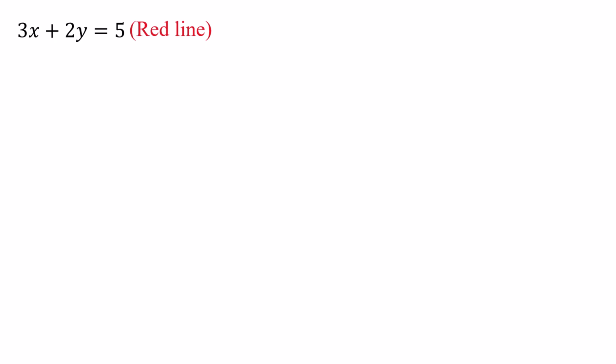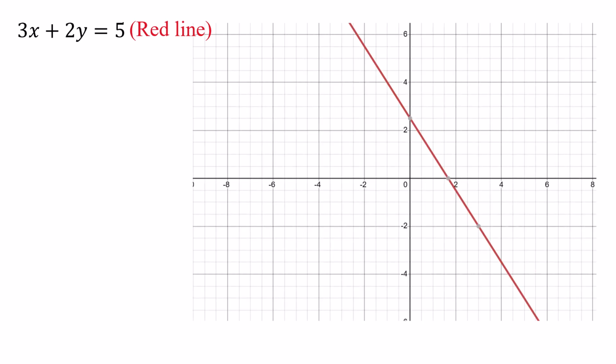Supposing I have a line 3x plus 2y equals 5, and if I plot this line, it is indicated as the red line on the diagram, so that is one equation. Supposing I have another equation, which is 2x minus 3y equals 12, which will be indicated by the blue line.